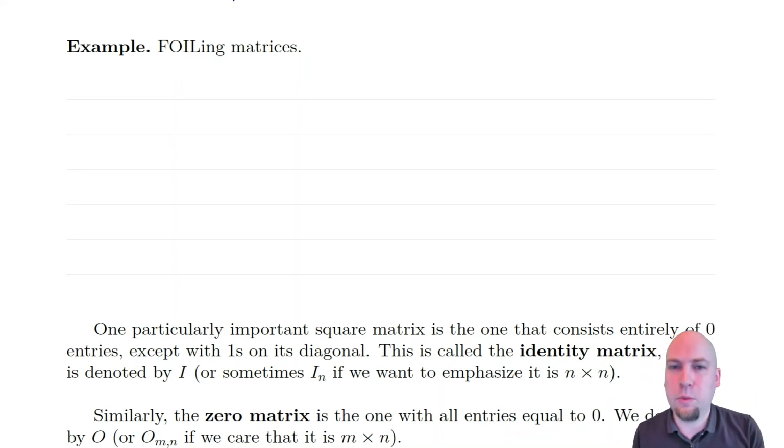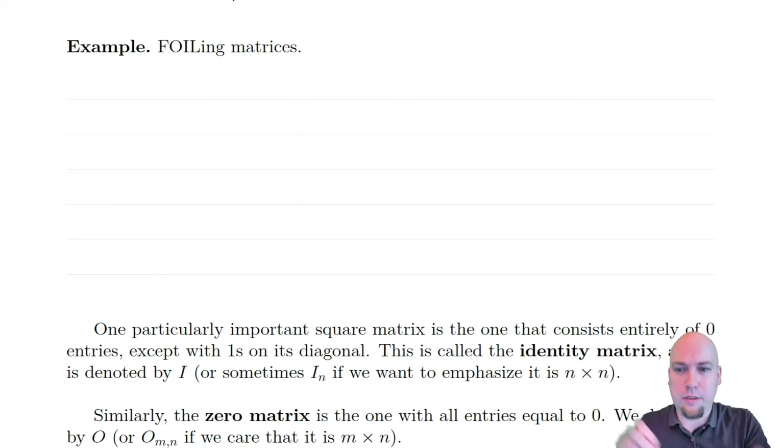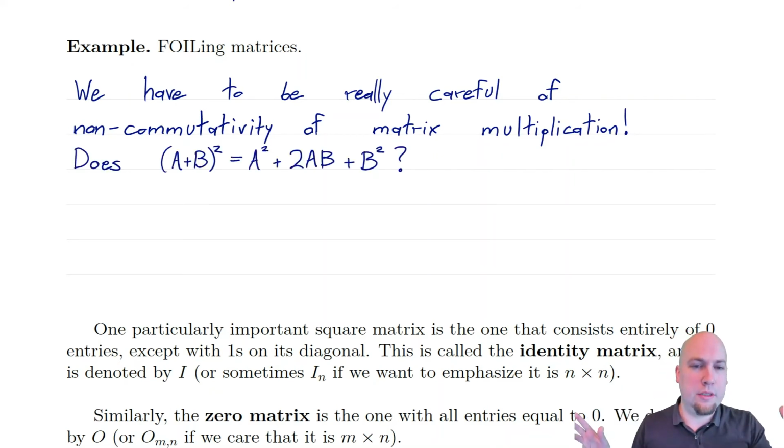So for example, we've talked about how with the dot products, you can sort of FOIL, right? I mean, you can expand out parentheses in the same way that you expand out parentheses when you multiply real numbers together. Okay, but if you try to do that with matrix multiplication, you have to be very, very careful. Okay, so let me ask you a question here.